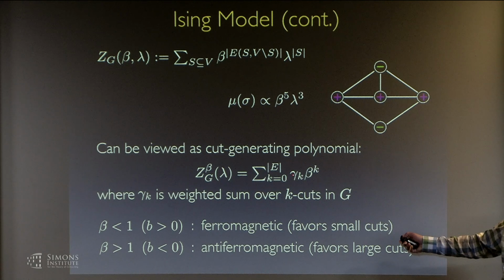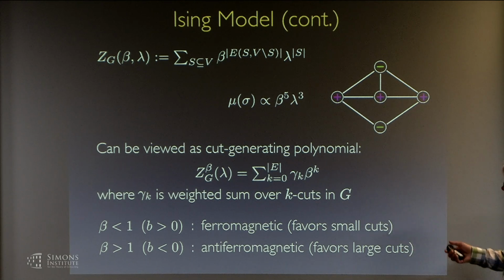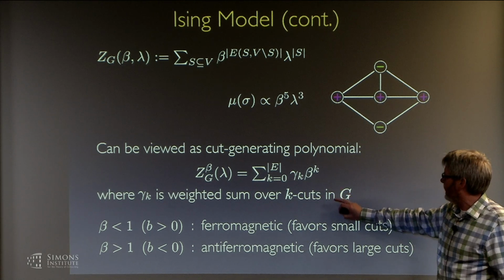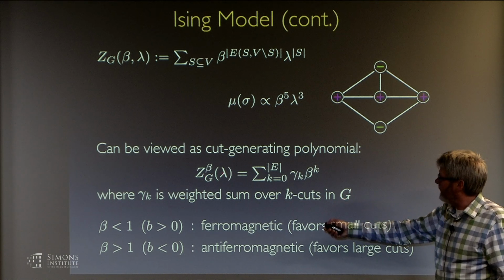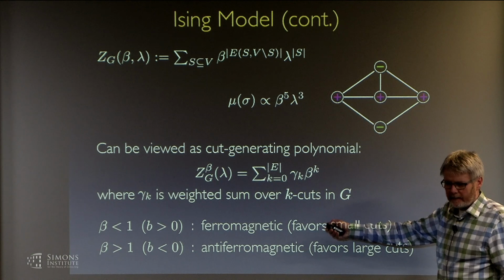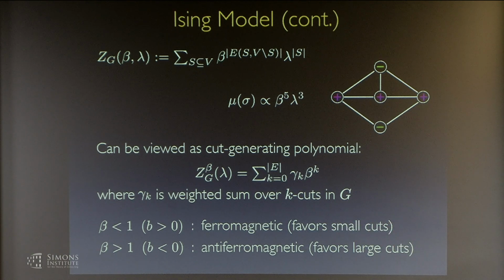Oh, I see. I'm sorry. You're absolutely right. This should be a beta, and this should be a lambda. I apologize. So this polynomial here is a polynomial in 2 variables, and it's going to be convenient for us to look at it either as a polynomial in beta with lambda fixed or as a polynomial in lambda with beta fixed. And I apologize for messing this up.